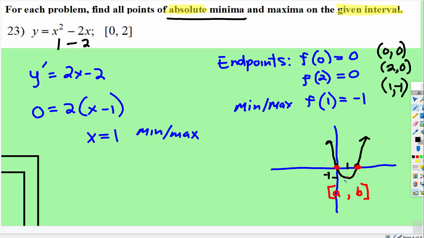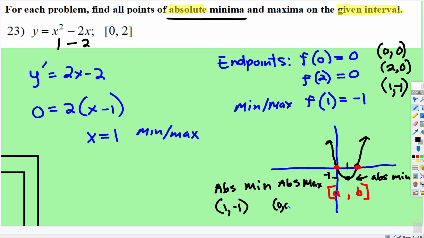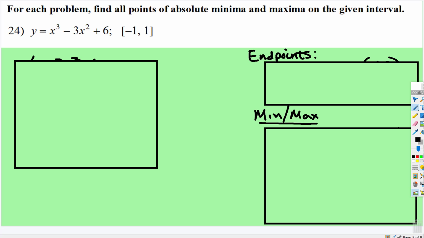So that's about what that graph would look like. This point right here is our absolute min. So absolute min would be at 1, -1, and absolute max would be both at 0, 2 and at 2, 0. All right, let's keep going.